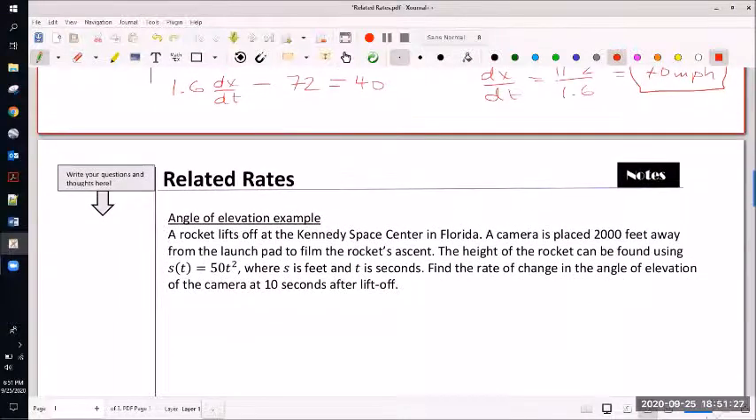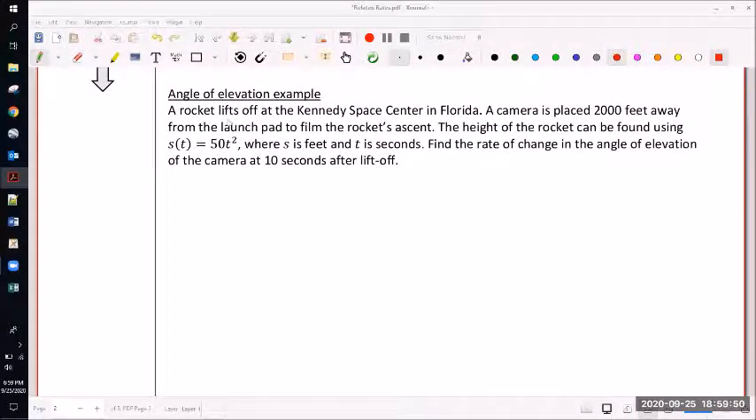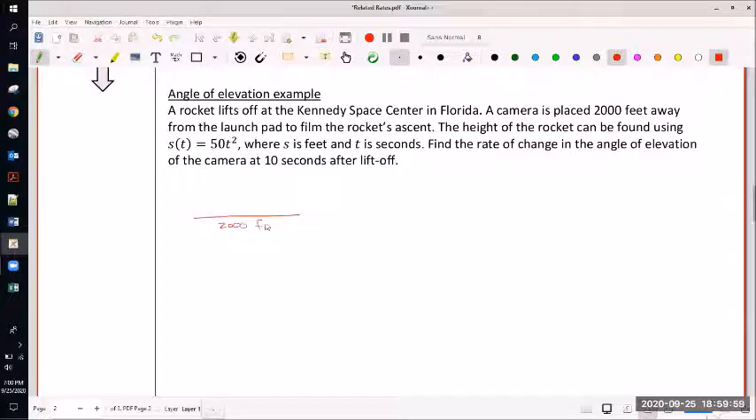Okay, for the next problem, we're looking at the angle of elevation. A rocket lifts off at the Kennedy Space Center in Florida. A camera is placed 2,000 feet away. The rocket is taking off there. The height of the rocket is given by this equation, 50t squared. The question asks to find the rate of change in the angle of elevation of the camera 10 seconds after liftoff. The angle of elevation, if we draw a line here, is given by this angle here.